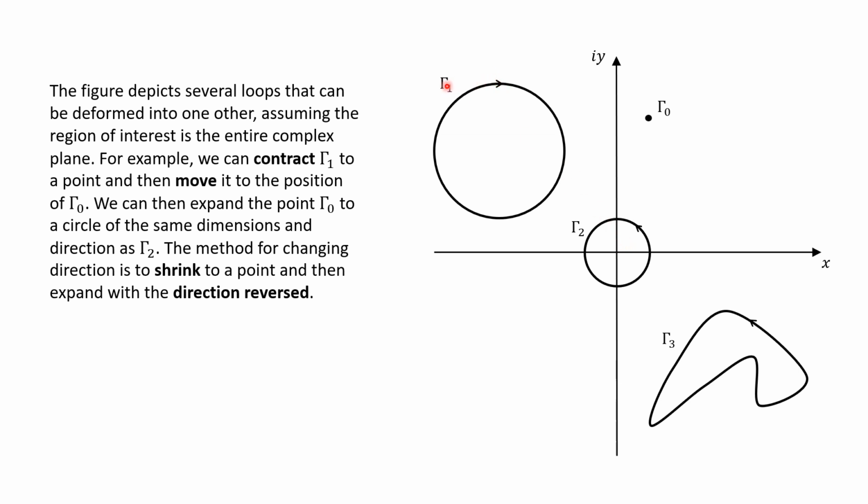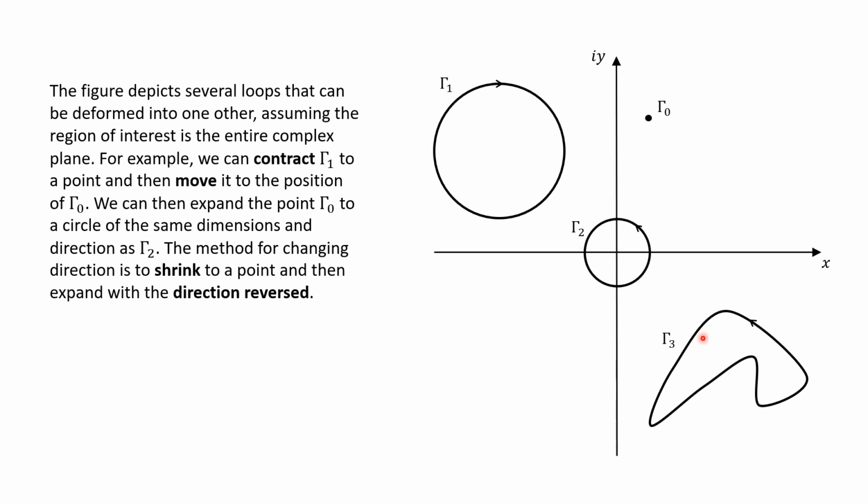To deform one into the other, you shrink gamma sub 1 into a point, and then you expand it out. When you expand it out, you change the direction, and you also move it to the position of gamma sub 2. In that way, gamma sub 1 and gamma sub 2 are deformable into each other.